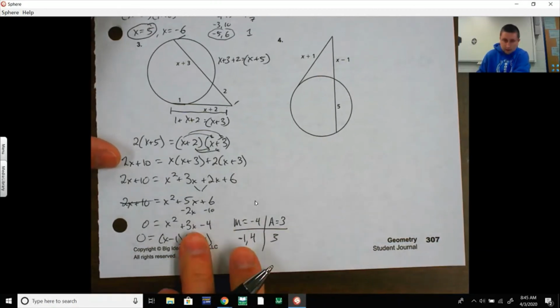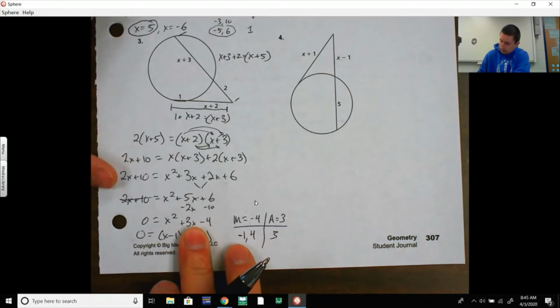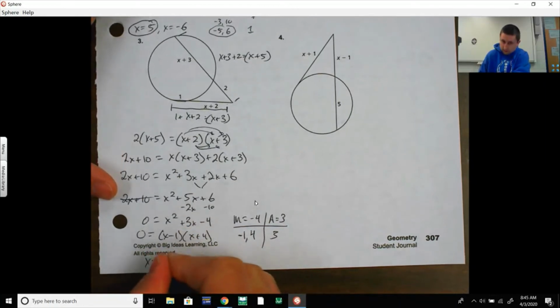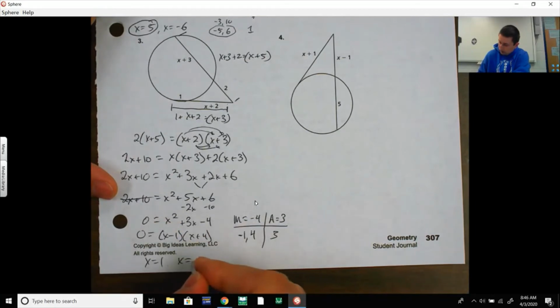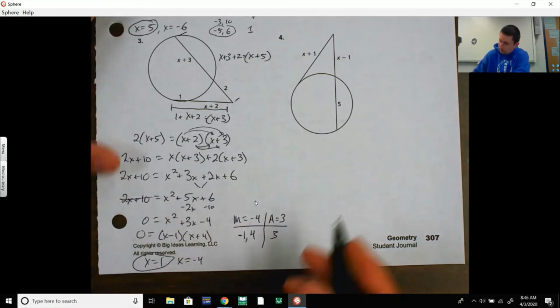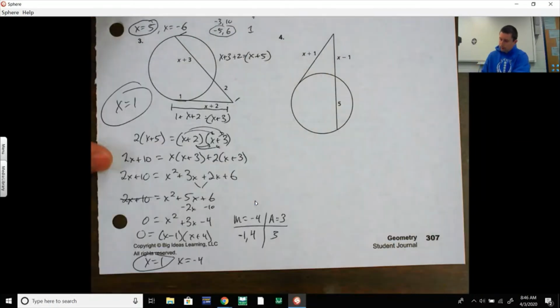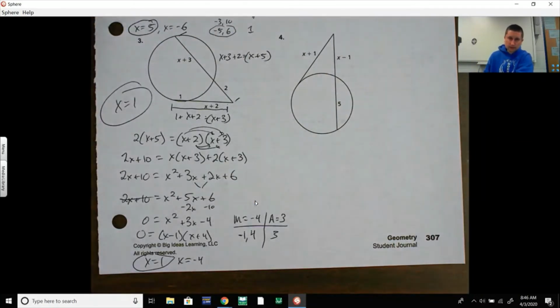So you set each one equal to 0. So x minus 1 equals 0, so if you add the 1 over, you get x equals 1. X plus 4 equals 0, you subtract that over, you get x equals negative 4. Remember, we want the positive answer. So x equals 1 in that case. All that work for number 1. Woohoo! Yay, go us.